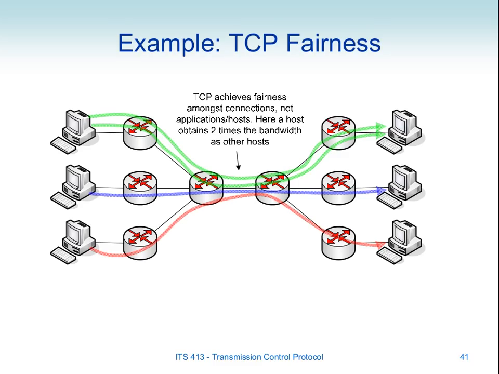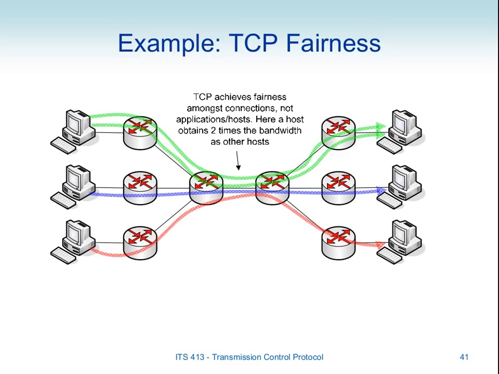TCP is fair amongst those four connections. The 1 megabit per second divided by four connections. But my application on this computer gets a total of 500, because my application, let's say it's a web browser downloading data or transferring data between another application, a server, if it's using two connections at the same time, the total my application is getting is 500 kilobits per second. This is not fair amongst applications.